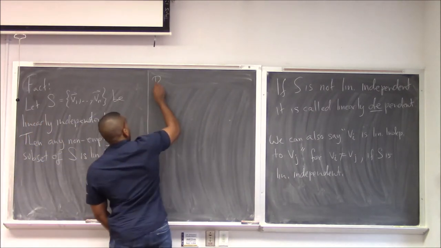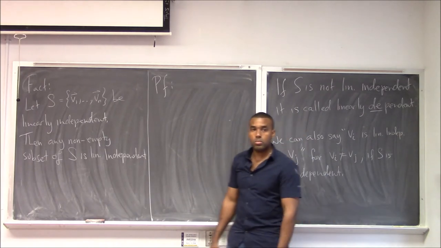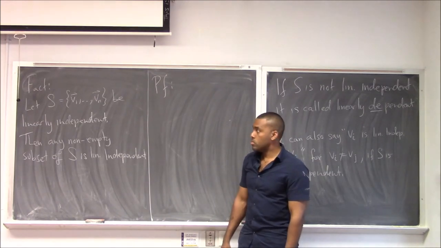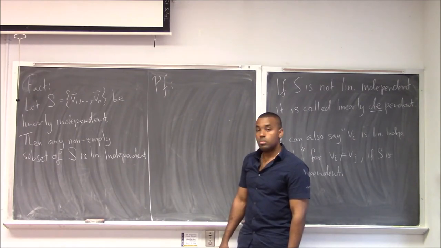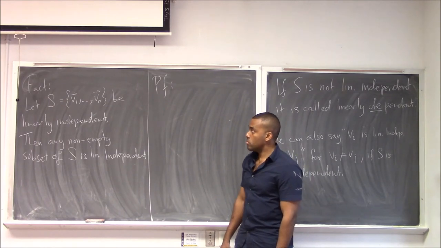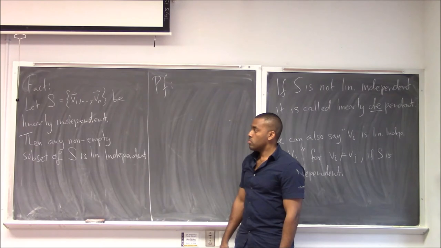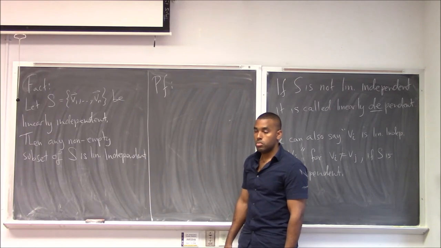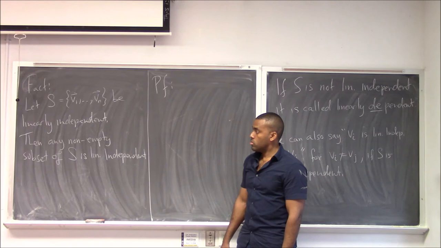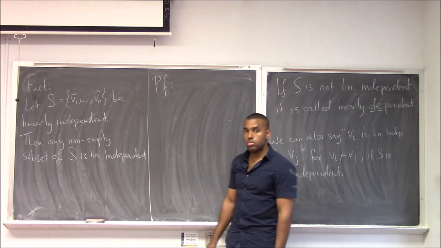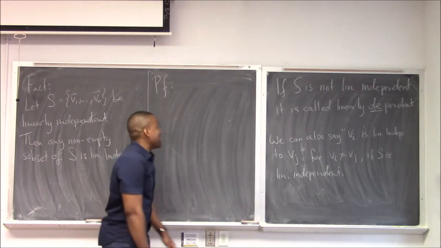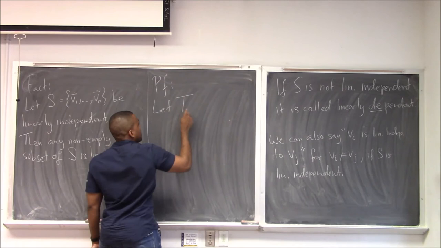Proof. Assume that the set S is linearly independent. Then, for all vi in S, vi is linearly independent to vj. Throw away some arbitrary amount of vectors, and have a new set T. Right, that comes after S. Remember the alphabet. Let's actually call that: let T be the non-empty subset.